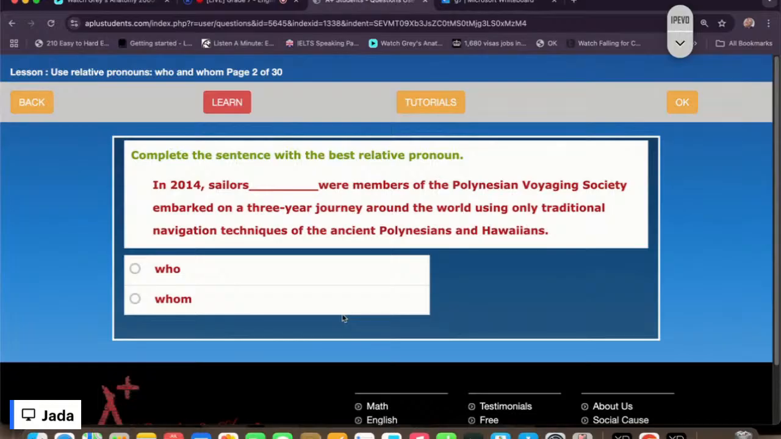In 2014, sailors who were members of the Polynesian Voyaging Society embarked on a 3-year journey around the world using only traditional navigation techniques of the ancient Polynesians and Hawaiians. So is it who or whom?